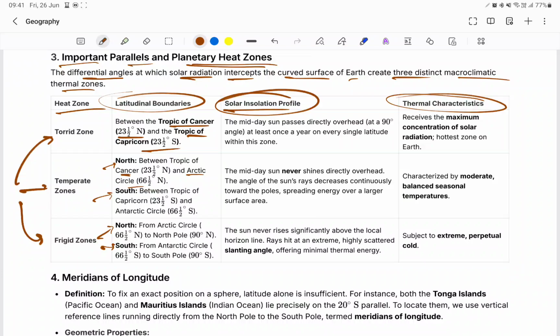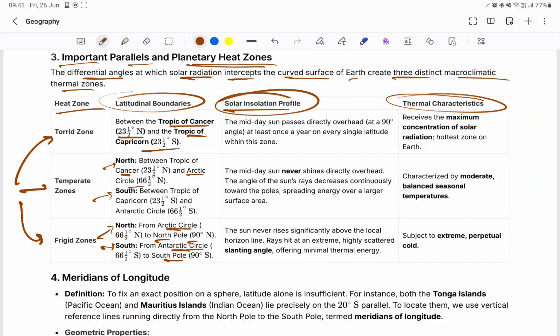So in the north we have the Tropic of Cancer and the Arctic Circle, and between them is the temperate zone; in the south, between the Tropic of Capricorn and the Antarctic Circle, we have the temperate zone. In the frigid zone we have the 90 degree North Pole and the 90 degree South Pole: in the north the Arctic Circle and the North Pole, and in the south the Antarctic Circle and the South Pole. That's it. You got the latitudinal boundaries.